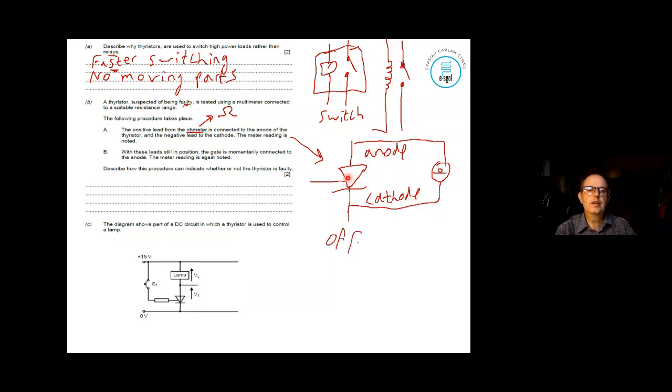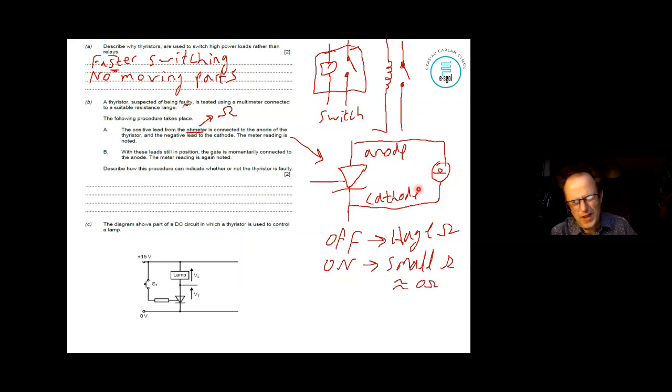Now, if it's not on, that resistance will be huge. Absolutely huge. But once this thing is on, if it's working okay, that resistance should be very, very close to 0 ohms. That's the procedure for testing it, to see if it actually is working, because thyristors are used in high power systems and they can burn out sometimes. So in order to answer it, when it is off, you would have a large reading on the ohm meter.